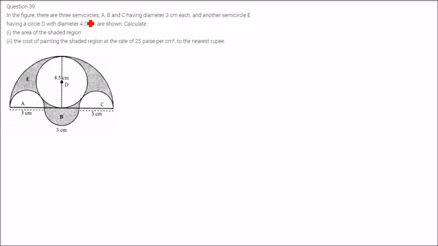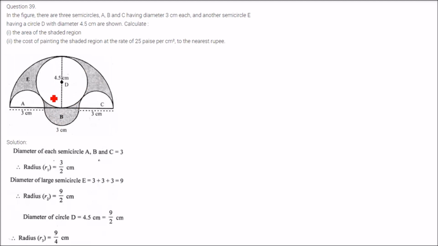In the figure, there are three semicircles, A, B and C, having diameter 3, 3, 3. Another semicircle, E, having a circle D, this one, with a diameter 4.5. So all the diameters, radius, etc. are given. Calculate the area of the shaded region. So how to find out the area of the shaded region?